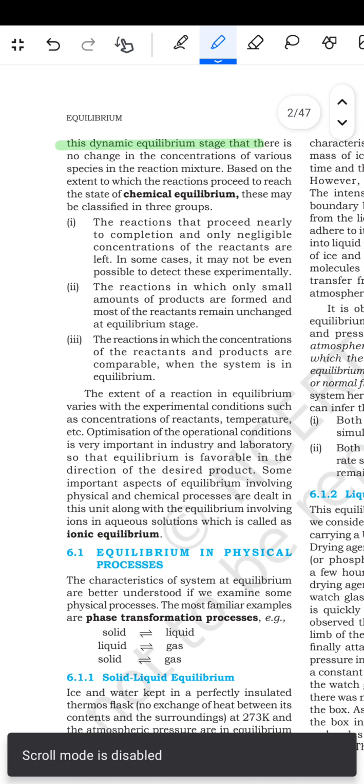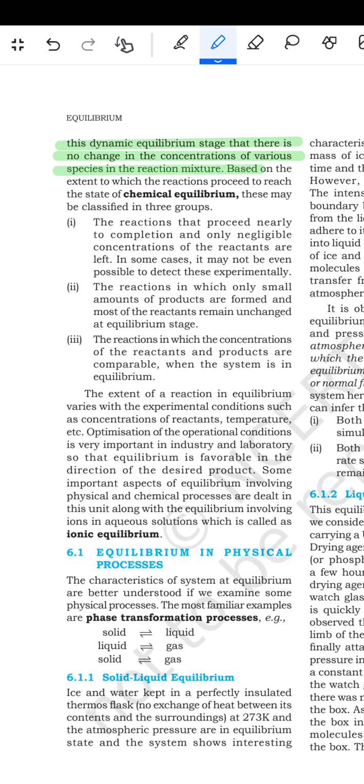It is due to this dynamic equilibrium stage that there is no change in the concentration of the various species in the reaction mixture. Based on the extent to which the reaction proceeds to reach the state of the chemical equilibrium, these may be classified in three groups. पहला, the reactions that proceed nearly to completion and only negligible concentration of the reactants is left. In some cases it may not even be possible to detect these experimentally. और दूसरा, the reactions in which only a small amount of the products is formed and most of the reactants remain unchanged at the equilibrium stage.